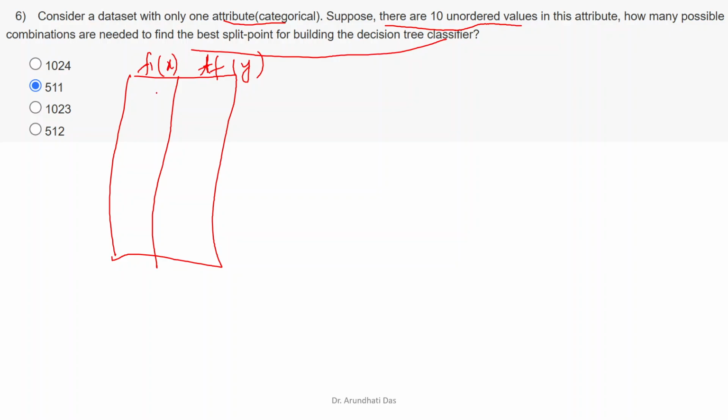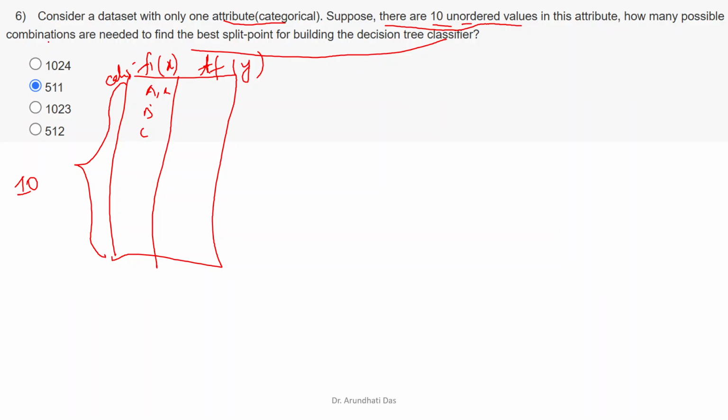Now it is telling that it is having only one attribute value, and all the attribute values are what? They are categorical values. Categorical values means it may be a, b, c, something like that, or it may be red, blue, green, something like that, yes, no, this kind of values. Okay, and how many such attribute values are there? There are 10 such attribute values. So total number of rows here is 10, and they are saying that all these are unordered. Okay, there is no order followed.